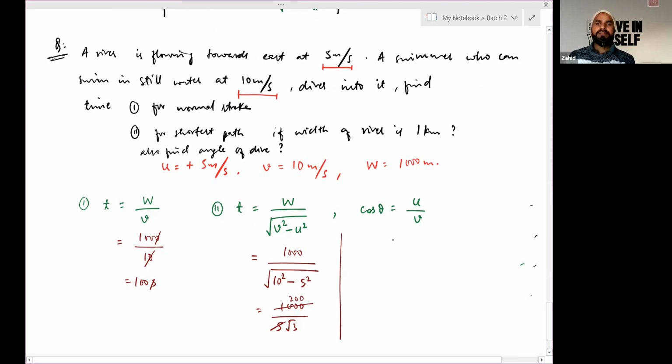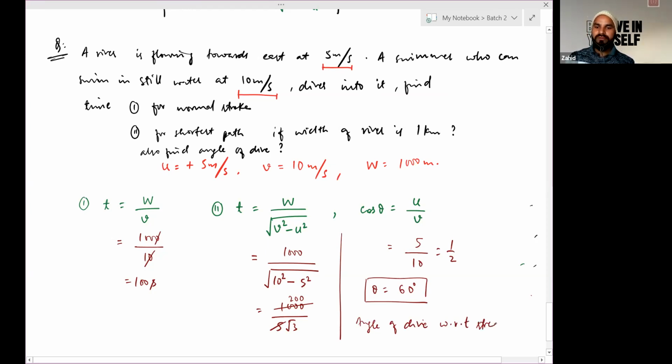Next, for the third part, if you find theta, we have U as 5, V as 10. So it will be 1/2. So theta will be 60 degree. But we have to define the angle of dive with respect to flow of stream. So the angle of dive with respect to the stream of the river will be 180 degree minus 60 degree. So it will be 120 degree.